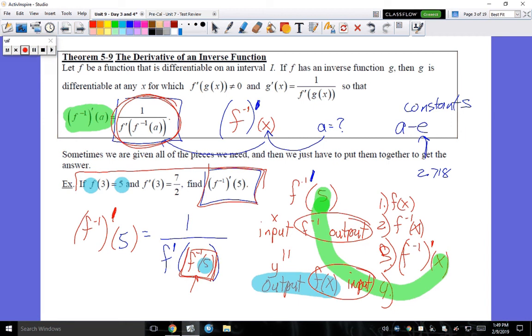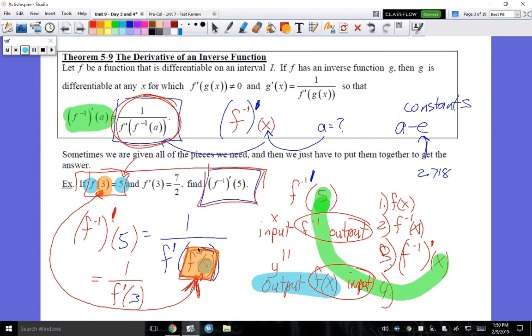So all of this in red right here is basically the same as saying the output of the inverse. What is that the same as? That is the same as the input of the original. I'll say it again: the output of the inverse will be the same as the input of the original. So essentially, when I see this 5, I'm going to put it as my y value in the original f of x, and then solve backwards for my x value, which means all of this will become 3, which is 1 over f prime of 3.